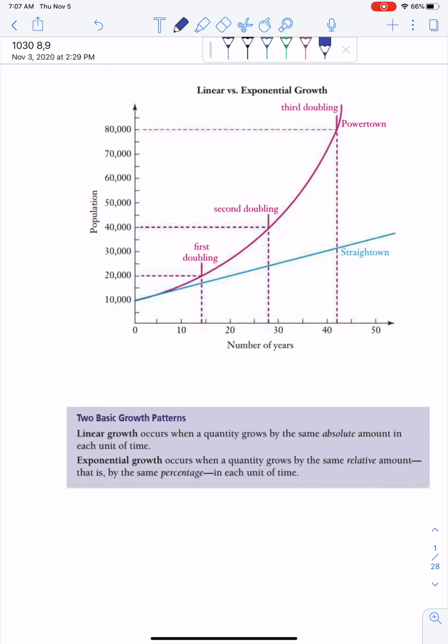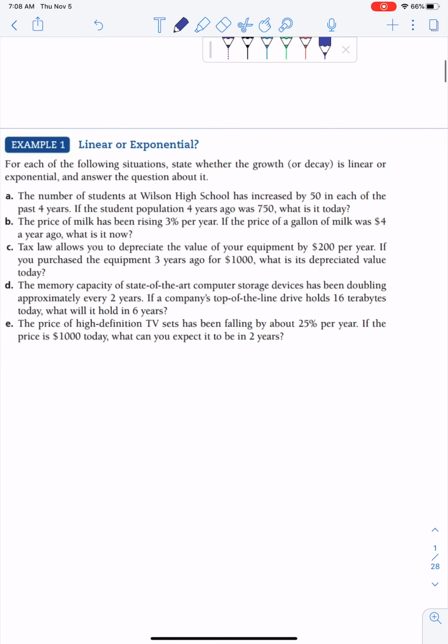Whereas if you're just growing by the same number of people every year, at 14 years, our straight town only has 15,000 people. So 14 years later, it's only grown by that same amount. So it went from 10,000 to 15,000. So after 28 years, it's only at 20,000. Okay, it's just growing by the same amount, not the same percentage. So a couple quick examples.